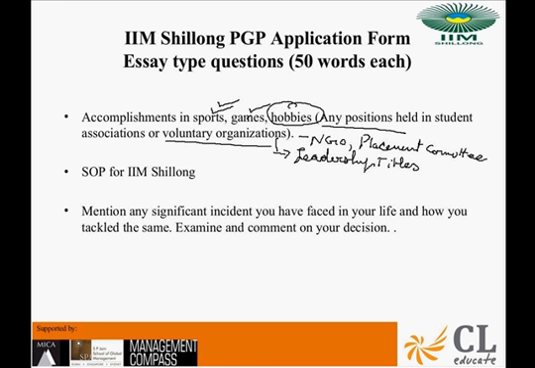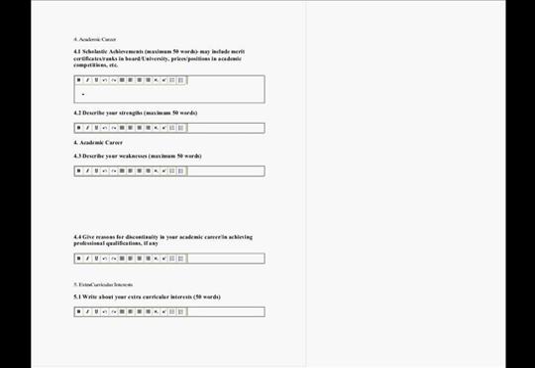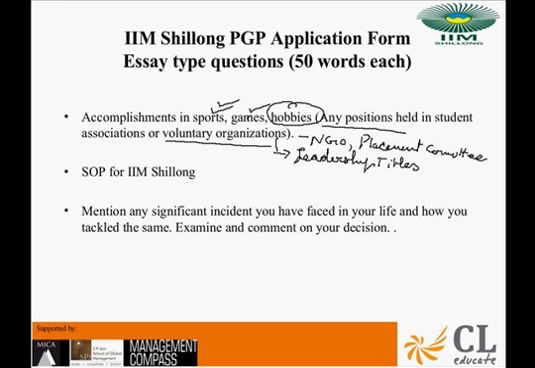Right. So let me just again take a tertiary look at the form. So we have covered weaknesses, we have covered discontinuity, extracurricular interest, right? So all this we have covered. Now we are coming to two very important questions. One is the SOP.